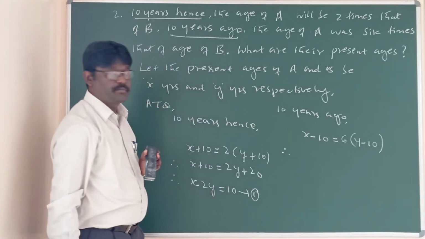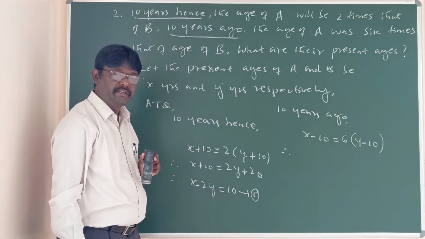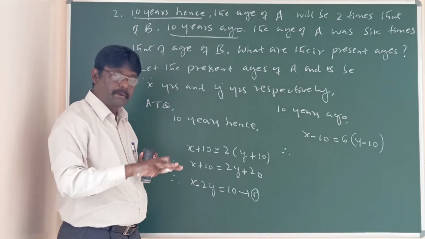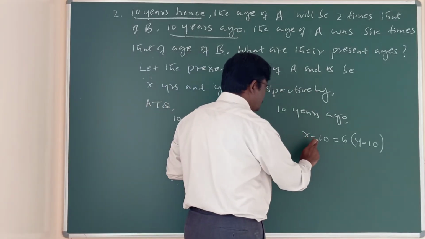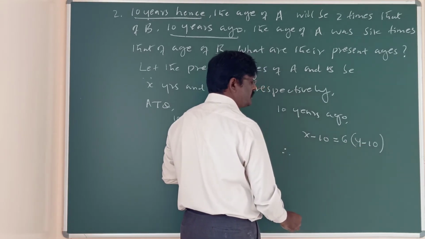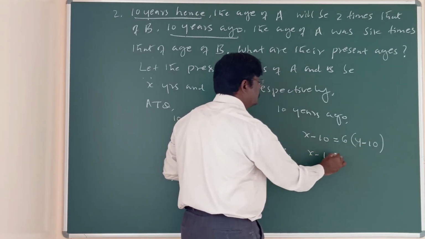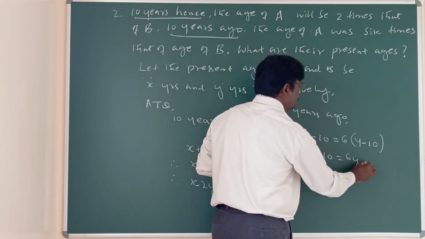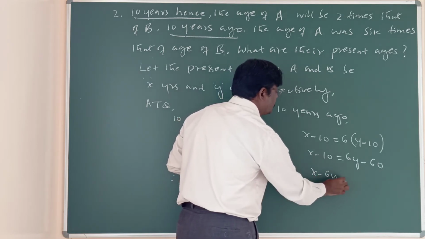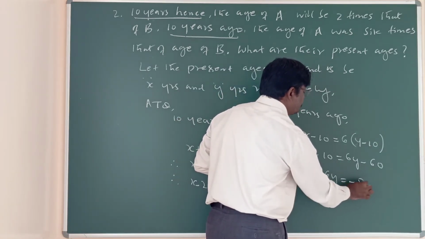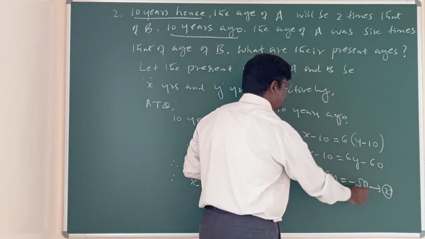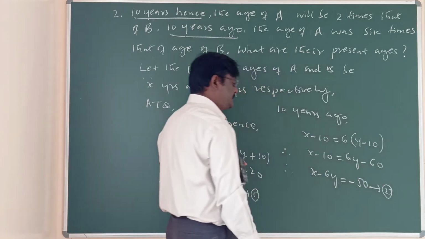Understood, children? x minus 10 is 10 years ago, and y minus 10 is 10 years ago. What is the comparison between A and B? 6 times. So x minus 10 equals 6 times y minus 10. x minus 10 equals 6y minus 60. Therefore, x minus 6y equals minus 50. Call this equation 2. How does it come? Minus 60 plus 10 is minus 50.